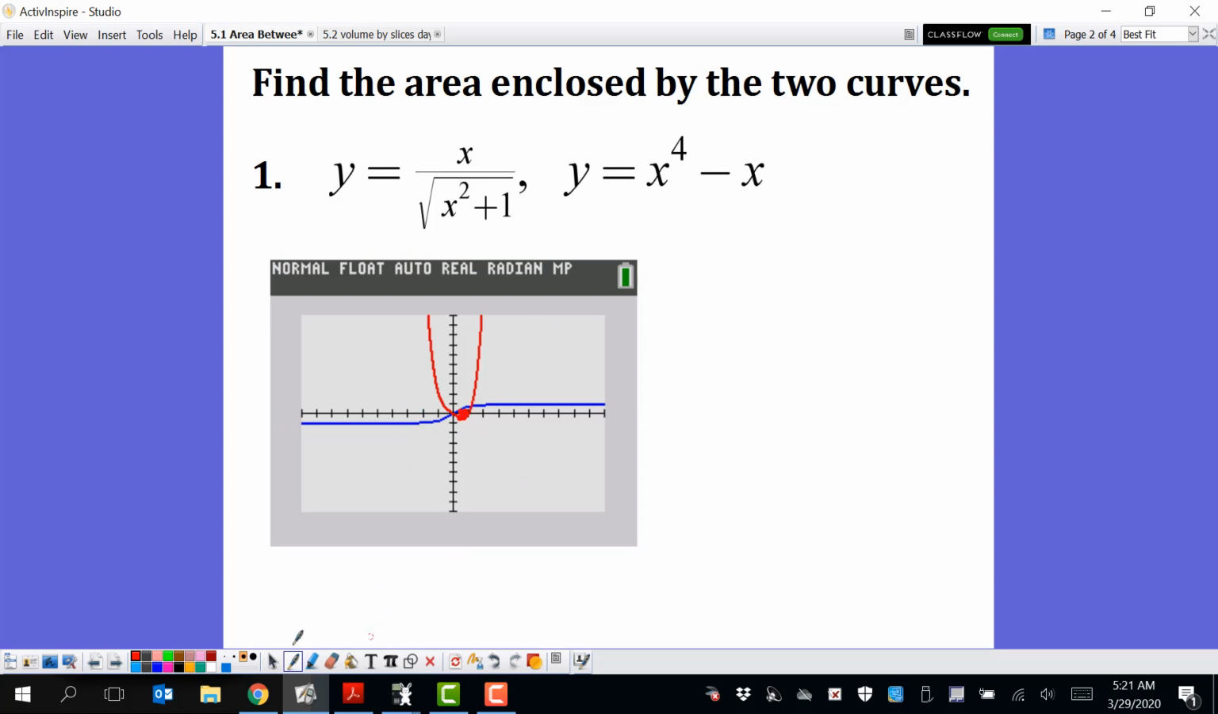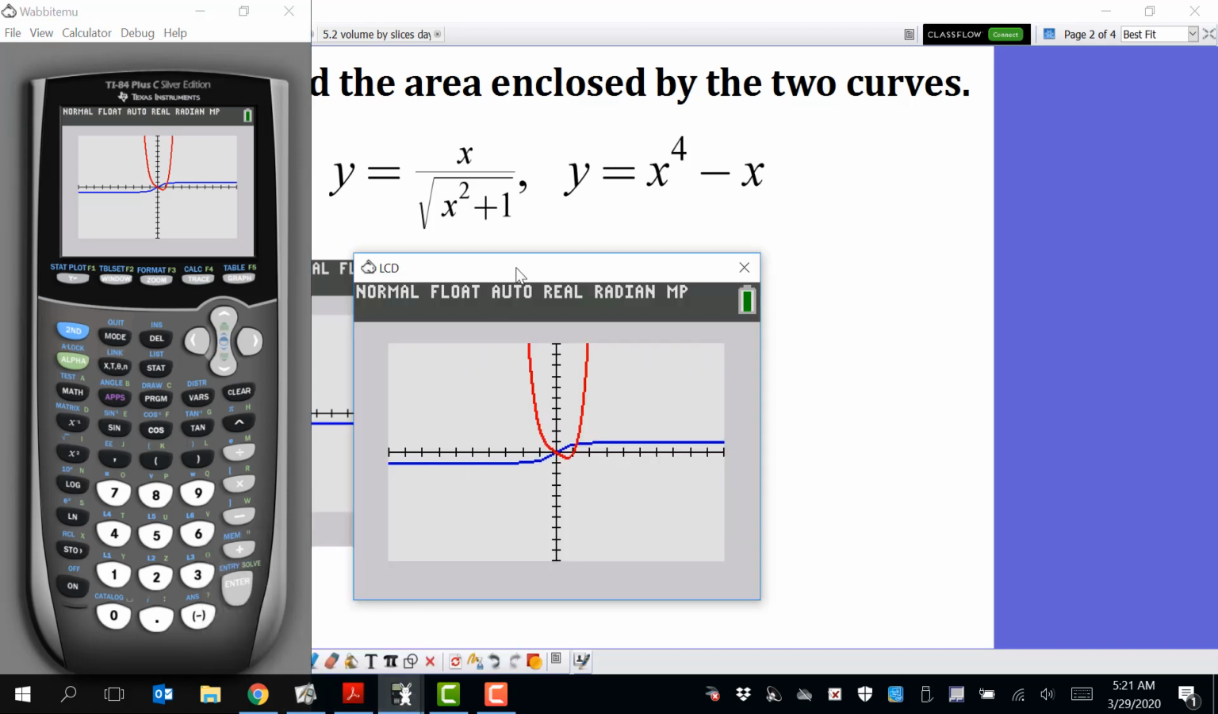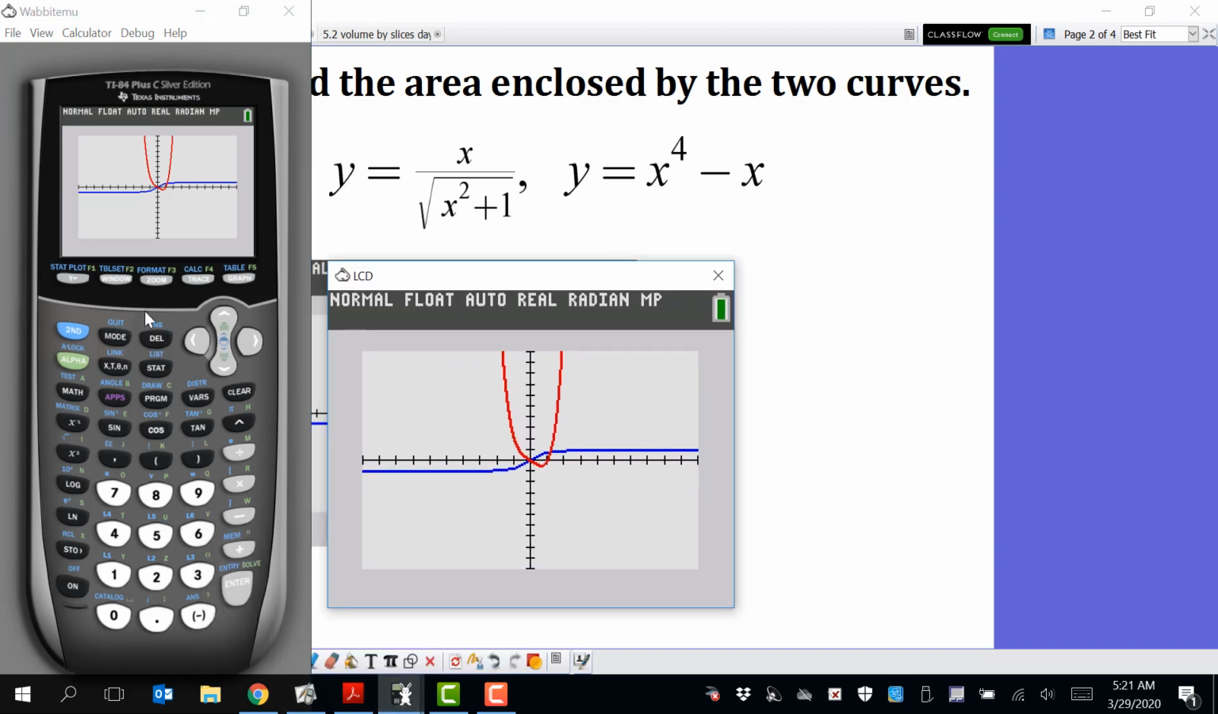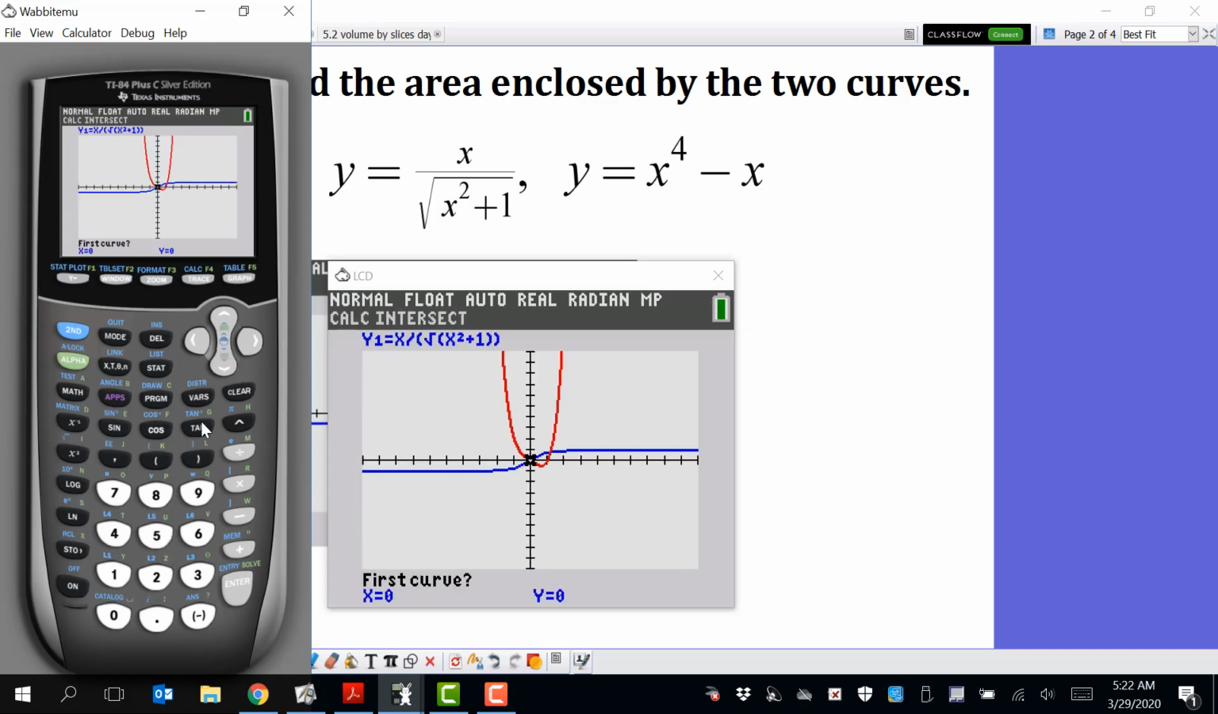In order to do that, I need to actually find the coordinates of these points, where it starts over here and where it stops over here. So go back to your calculator, and the calculator can do a lot of this work for you. First of all, go to your calculate screen, so second, calc, and we're going to go down and select option 5, which is the intersection tool.